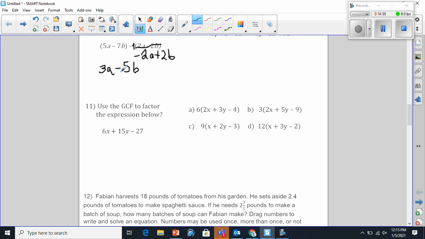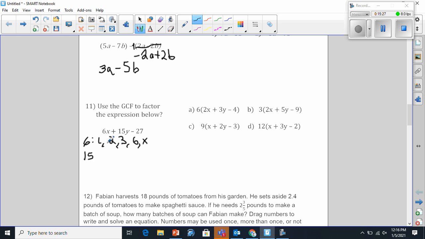Number 11 says use the greatest common factor to factor the expression below. Remember, I'm looking for the number that's inside all of these, the biggest number. Well, if I was to take 6, I know 6 consists of 1 times 6. It also consists of 2 times 3. So those are all the numbers that make up 6. Let's try 15 now. And remember, this was a 6x. I really should have put that in there. So at the end of this, we have an x as well.